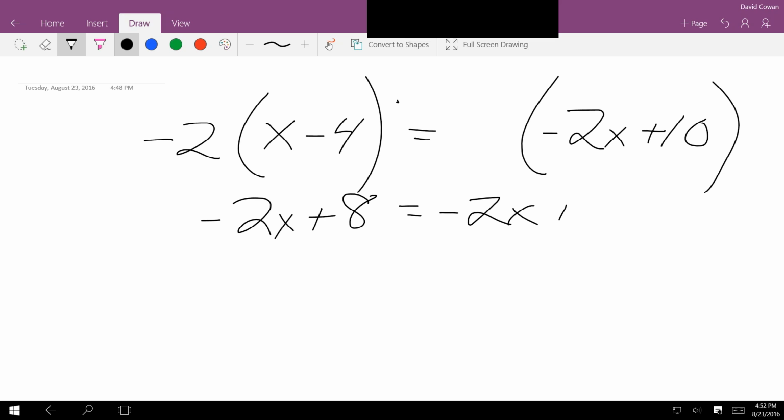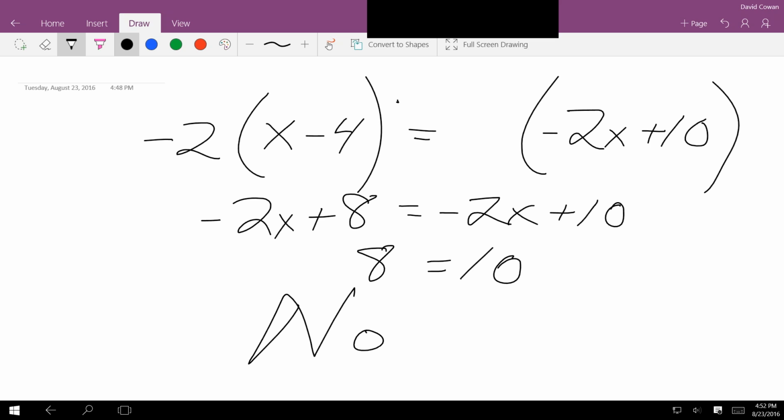I don't need those parentheses. I didn't need them in the first place. A lot of times you'll have parentheses that aren't necessary, but it's real easy to remove them. What's the next line? Then it's going to be 8 equals 10. Is that possible? It is not possible. No solution. So we're going to be calling it no solution.